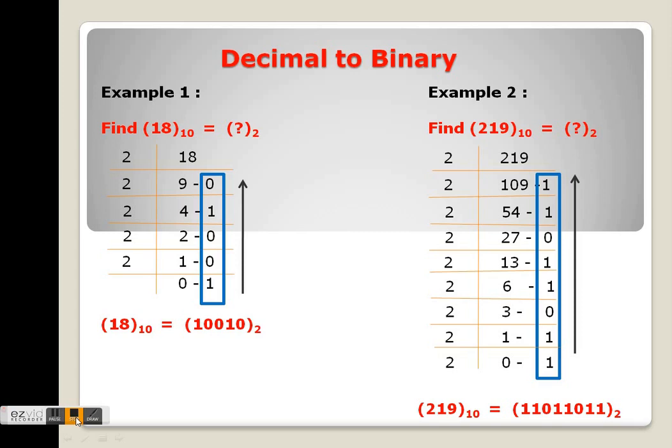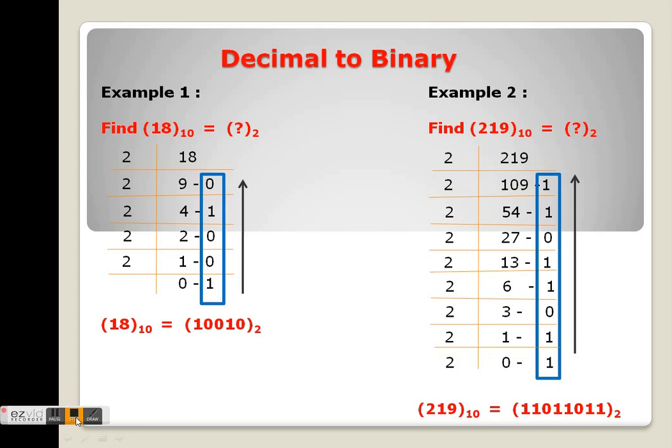And in the final step, we will divide 1 by 2 and we will get 0 as quotient and 1 as remainder. After that, we will note down the remainders from bottom to up. In this way, the number we obtain will be the binary of the given decimal number. For example, the binary of 18 is 10010. Students, let's now take another example.